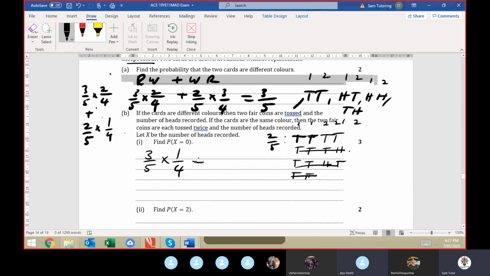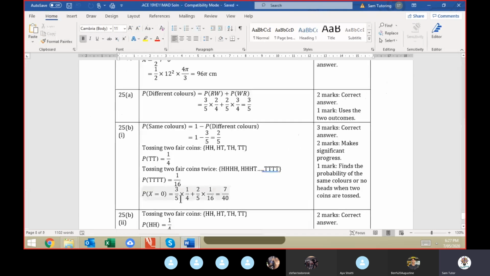Plus, and then obviously 2/5 times. What's the probability of this occurring? Well, isn't that just a half times a half times a half times a half? Which is 1 out of 16. And that should be the answer. Yes, on the money. And there you go.